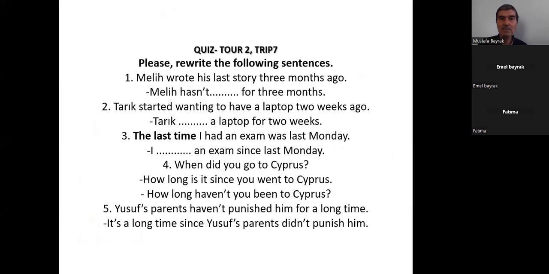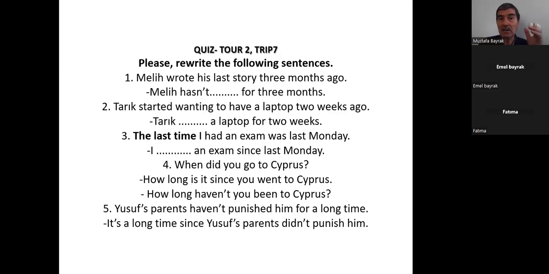Okay, yes, quiz time. Tour 2, trip 7. Please rewrite the following sentences. Okay? 1. Melih wrote his last story 3 months ago. Is it clear? Melih wrote his last story 3 months ago. Now, this is simple past tense. How can you give the same message by using present perfect tense and by connecting it to the present?